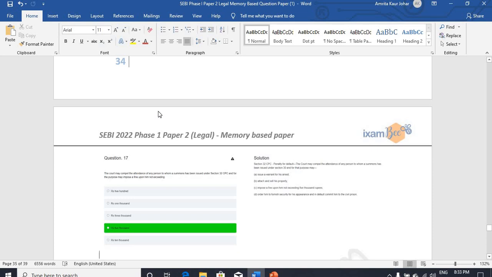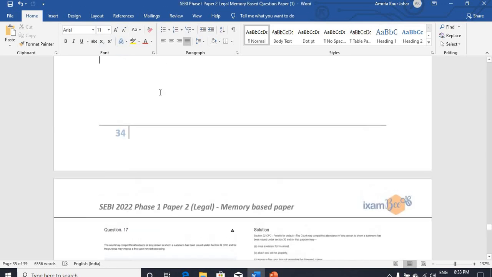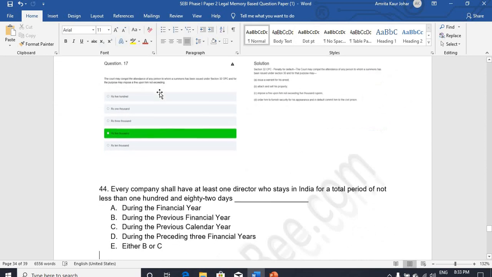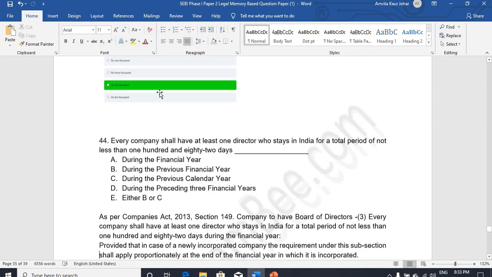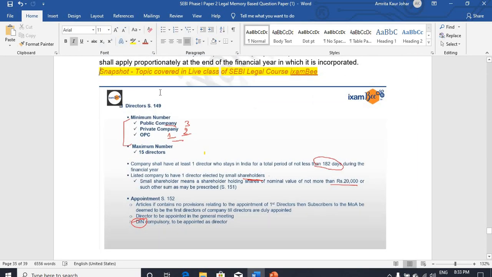A similar question is present in our section test also, which we had specifically provided for SEBI this year, and it is present as it is in our section test. Every company shall have at least one director who stays in India for a total period of not less than 182 days. This is covered under section 149 of the Companies Act.